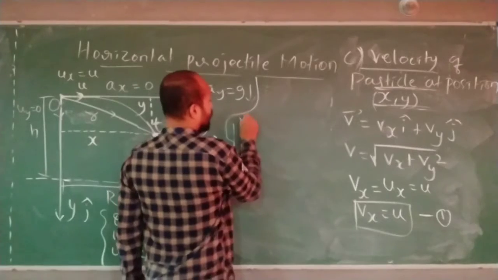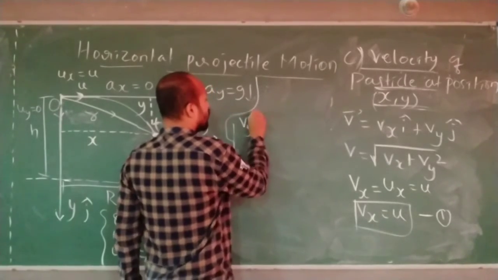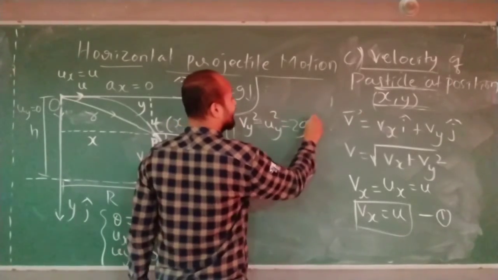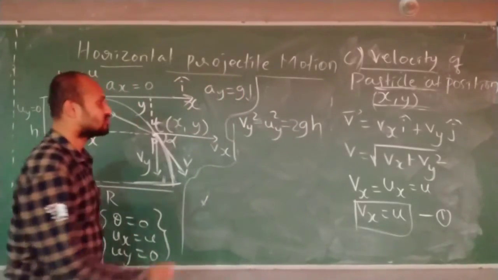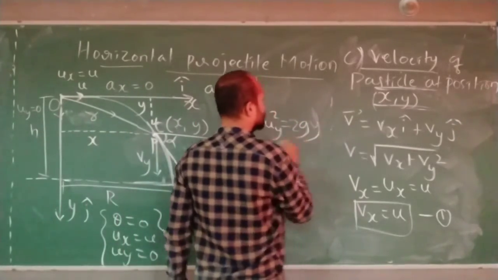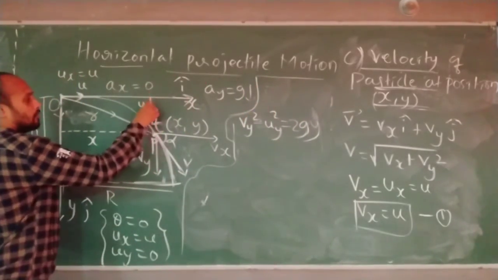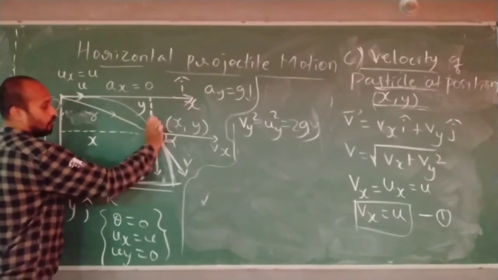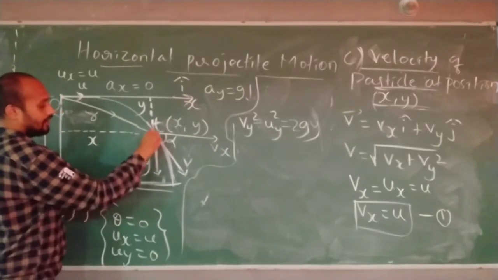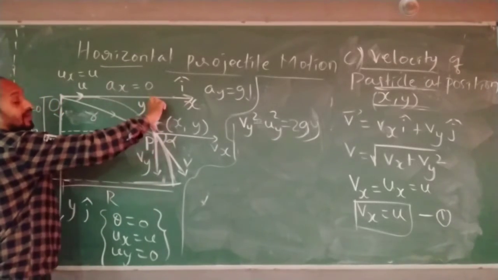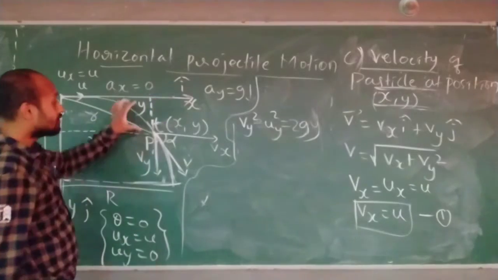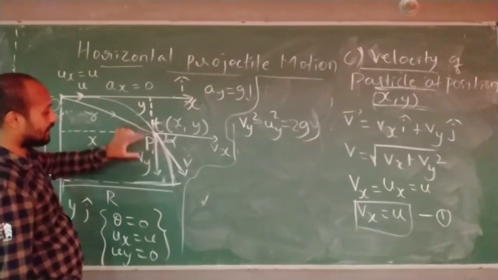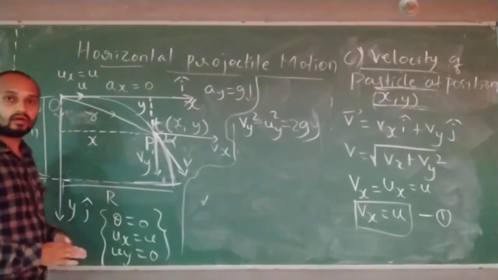If you look along the y-axis, what will you get? Vy square minus uy square is equal to 2 into g into h. It is not h, it has to be position y. At this point P, velocity is v. What is the distance along y? Distance along y is y. This is point P.